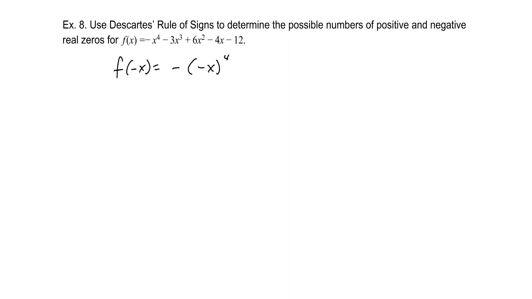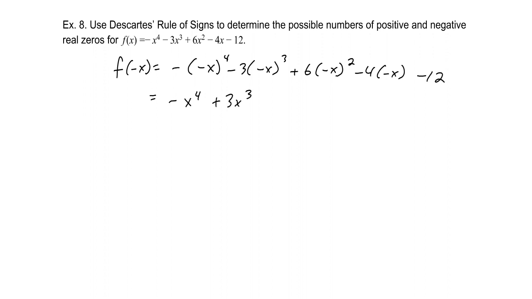So negative x to the 4th minus 3 times negative x cubed plus 6 times negative x squared minus 4 times negative x minus 12. Now, raising something to the 4th power will make this positive, so this is just minus x to the 4th. It doesn't change. The next, negative x cubed will introduce a negative, so this will be plus 3x cubed. x squared will still be x squared, that'll be positive, plus 4x minus 12.